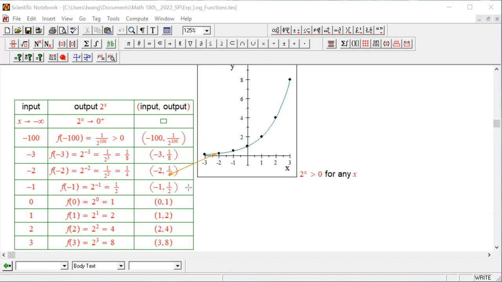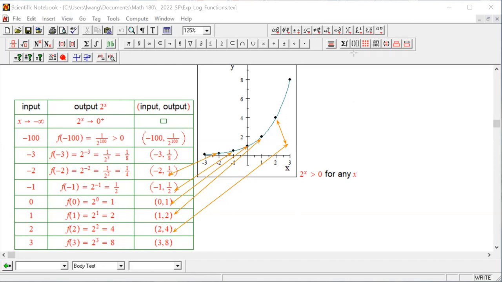So these 2 points correspond to each other. For input at -1, the output is half. For input 0, the output is 1. For input 1, the output is 2. For input 2, the output is 4. So we have these correspondences. Of course, for 3, the output is 8, which corresponds to a point that we don't need to mark, you can tell.